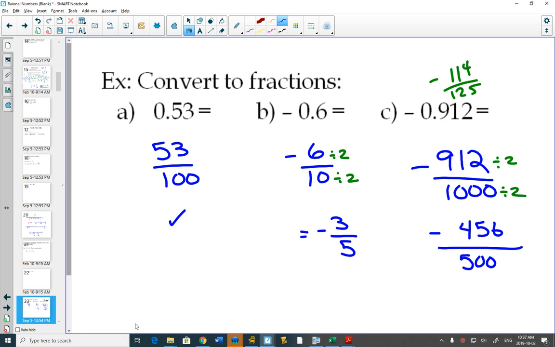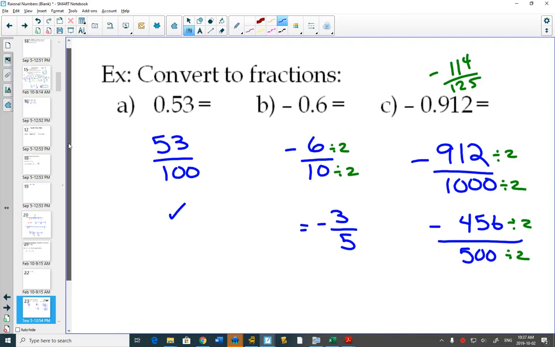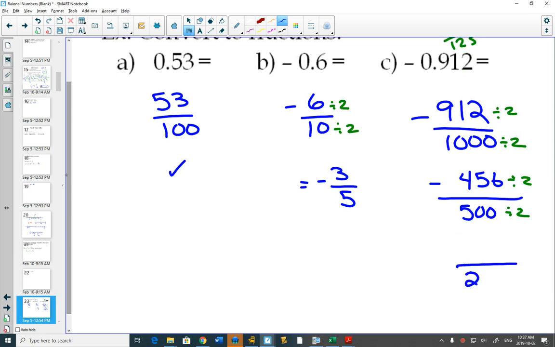And then, they're both even numbers, meaning I could divide them by 2 again. If I did that again, on my calculator, this becomes 250. 456 divided by 2 is 228. Can divide them by 2 again. See how long this is taking without the calculator? 114 divided by 125. And now we'd have to think, well, they can't divide by 2 anymore.